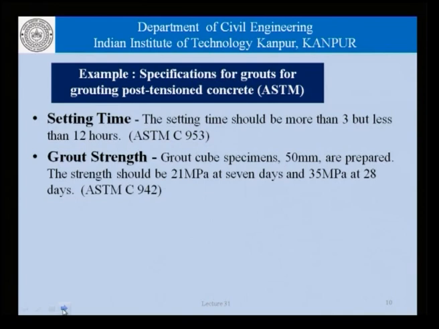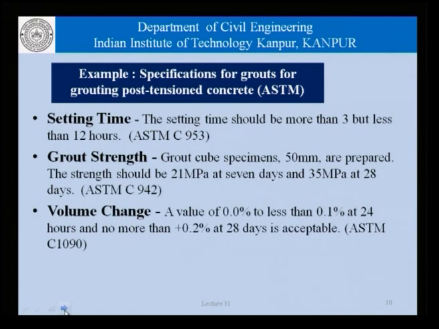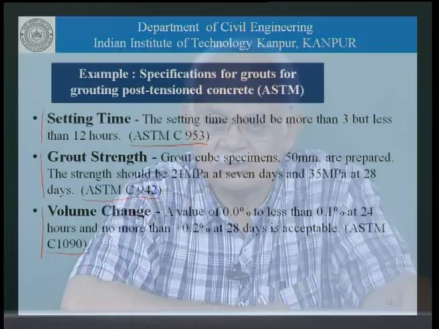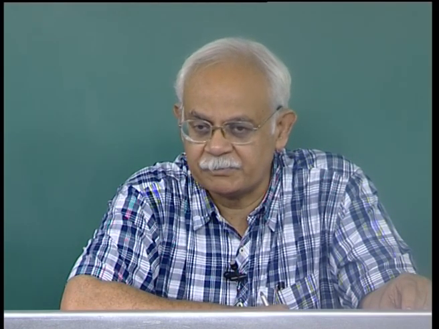The strength of the grout tested with 50 mm specimens at 7 days is required to be at least 21 MPa, and at 28 days, 35 MPa. Similarly, for volume change, there are specifications on how much is the acceptable volume change at 28 days. It should be remembered that when it comes to setting time, grout strength or volume change, these tests have to be specially designed, and I would request you to please refer to and read these standards in order to be able to understand and appreciate the tests completely.